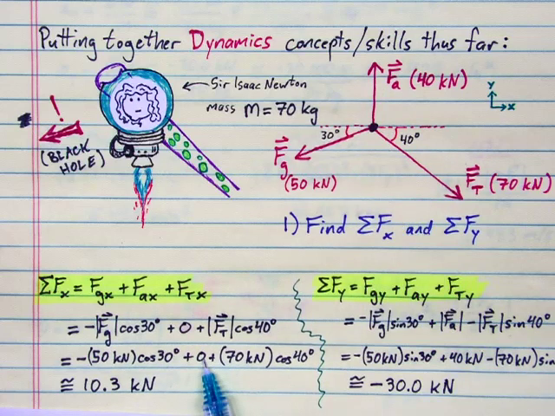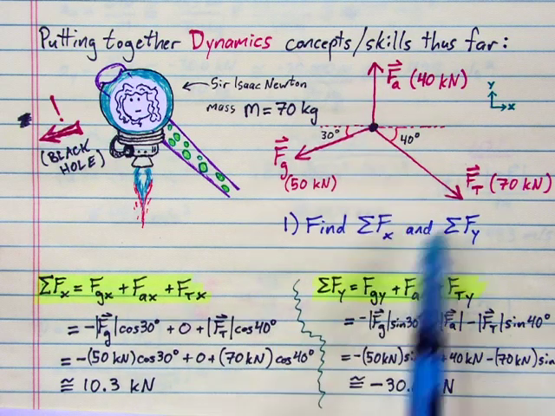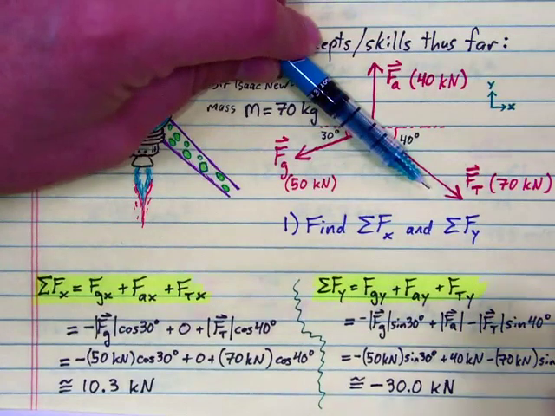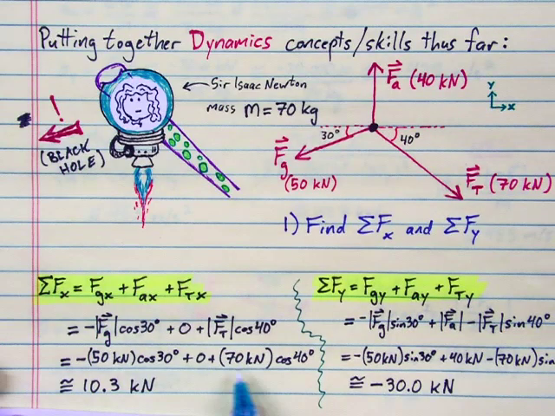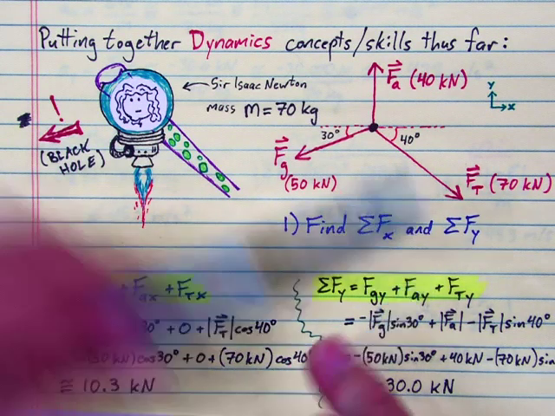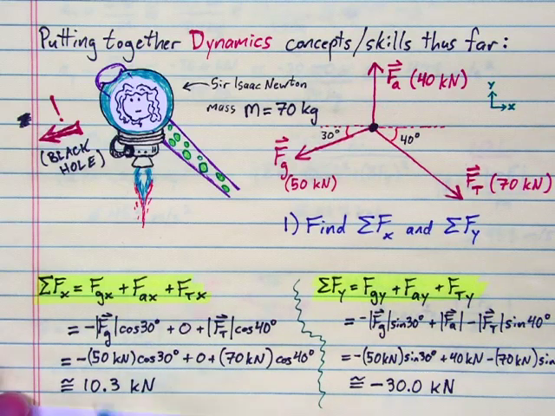Fa has no x component, it's pointing straight up, and Ft, down this way, I'm going to need cosine of 40 degrees to get its x component. So plus 70 kilonewtons cosine 40, it's in the positive x direction. Summing those, I get about 10.3 kilonewtons. I can leave this in kilonewtons for now because I'm just adding kilonewtons to kilonewtons.